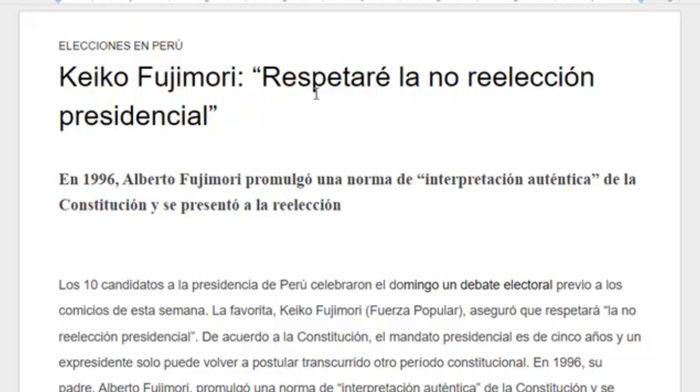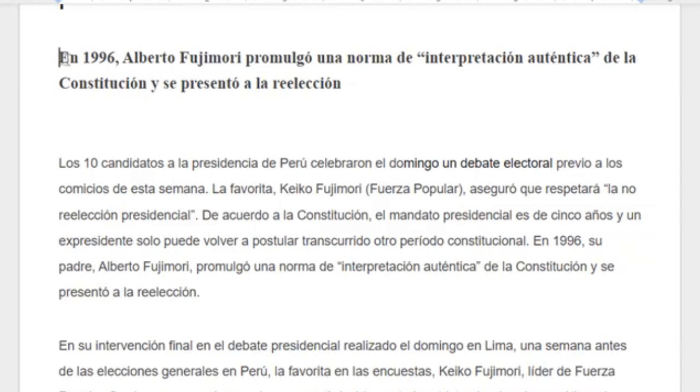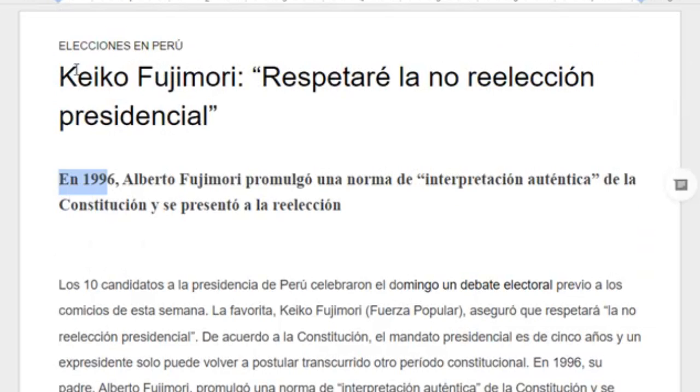And as you will see in a second, la no reelección presidencial is a specific term that they're using in Peru right now for the elections. You'll see it in quotes in a minute. Continuing on here, in 1996, Alberto Fujimori, which is Keiko's father, so Keiko is running for president right now, she said this, then her father, Alberto Fujimori, promulgó una norma de interpretación auténtica. Promulgó, I didn't know what that meant, so I looked it up. Promulgar is the infinitive verb, and it means to enact a law, remember? And the O with the accent means the preterite tense. So it's third person preterite tense.